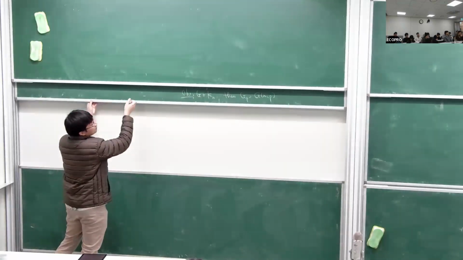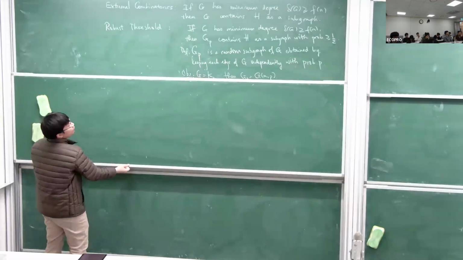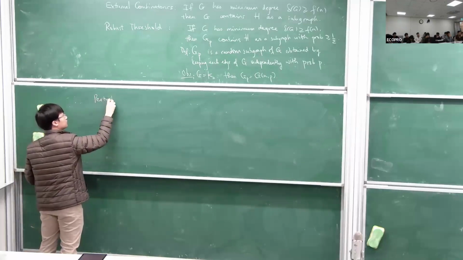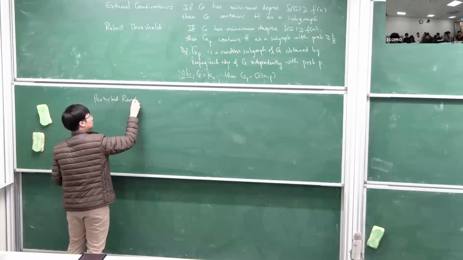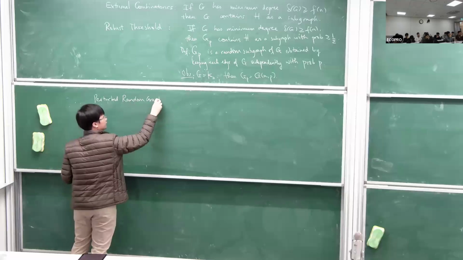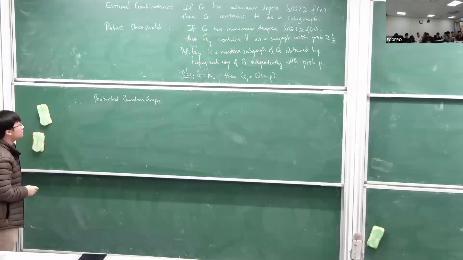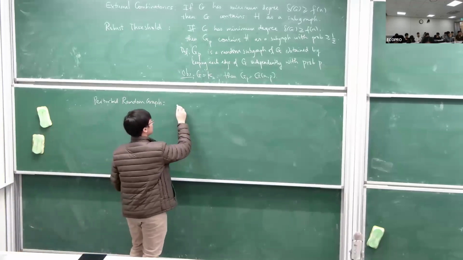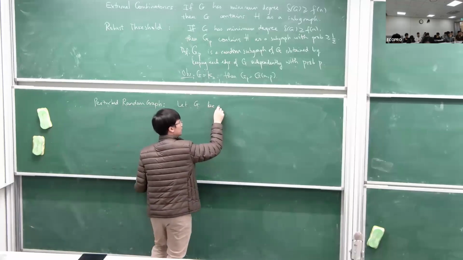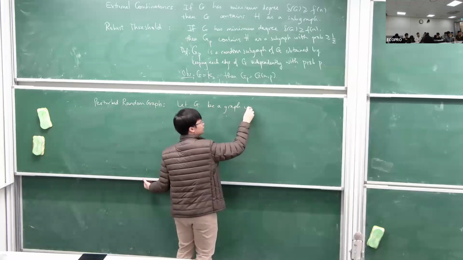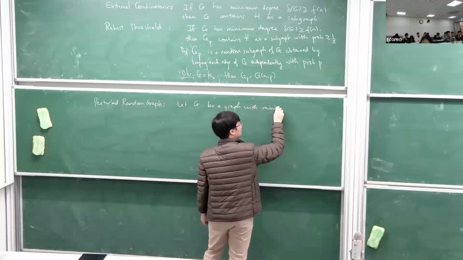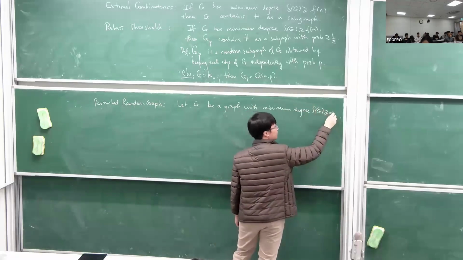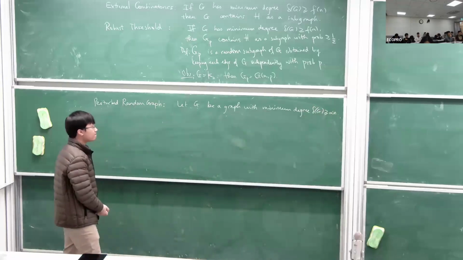Okay, there's actually a third setup that we will also briefly discuss. This is the perturbed random graph model. This was introduced by Bohman, Frieze, and Martin. In this model, we'll ask the following question. Let G be a graph with some minimum degree condition, at least some constant fraction, alpha times n.